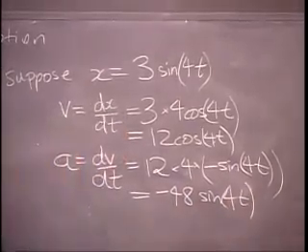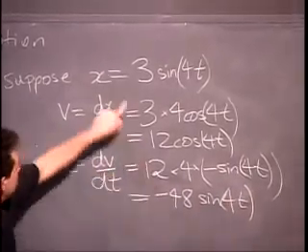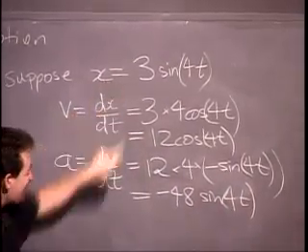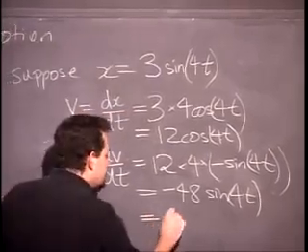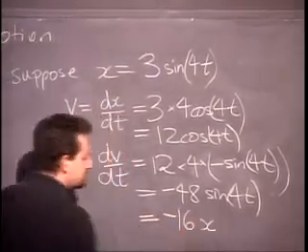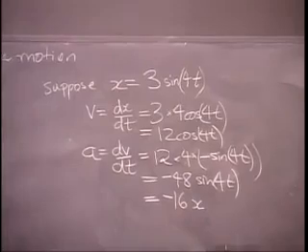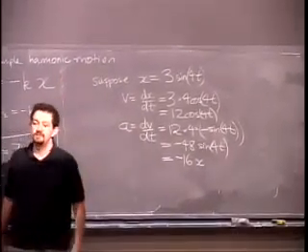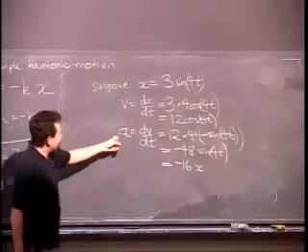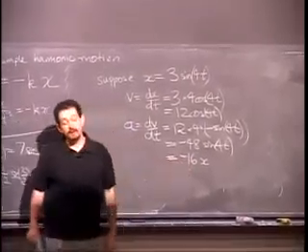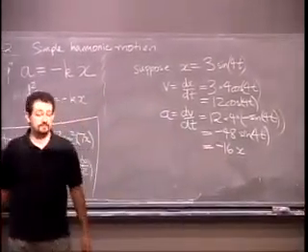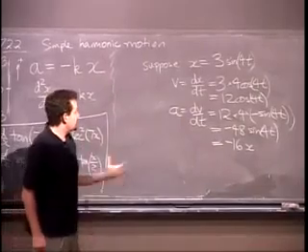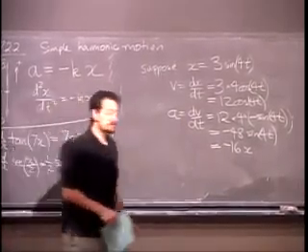And if you compare this to the original value of x, it's actually minus 16 times x. So we've actually shown that if x does satisfy this movement up and down in simple harmonic motion, then its acceleration is exactly minus 16 times its position. So I've actually verified this differential equation.